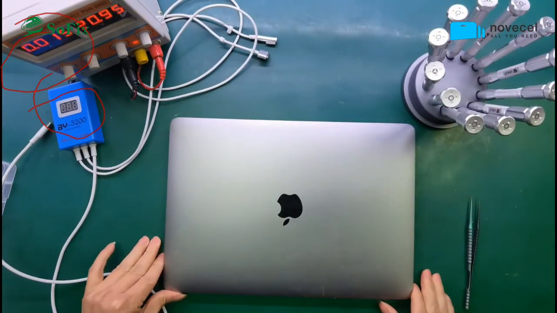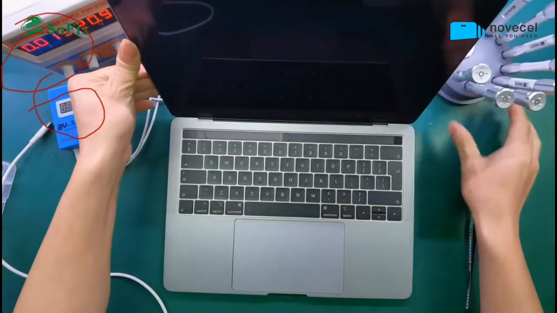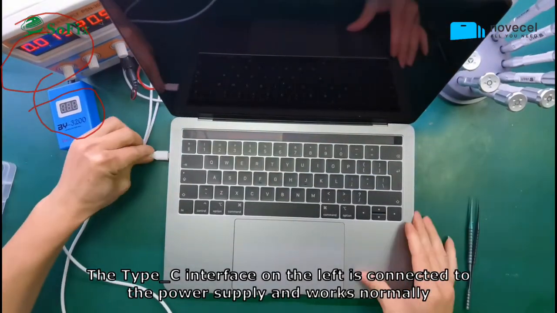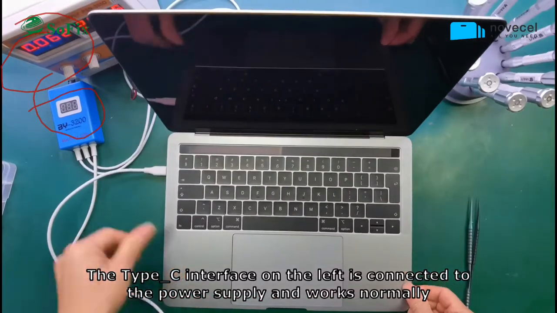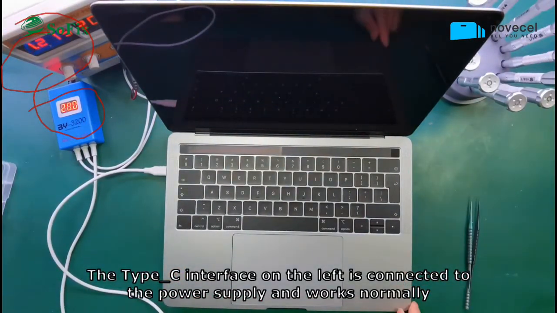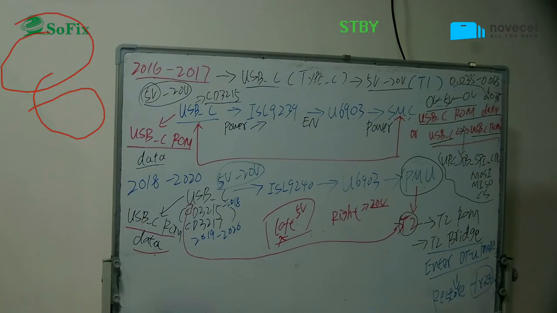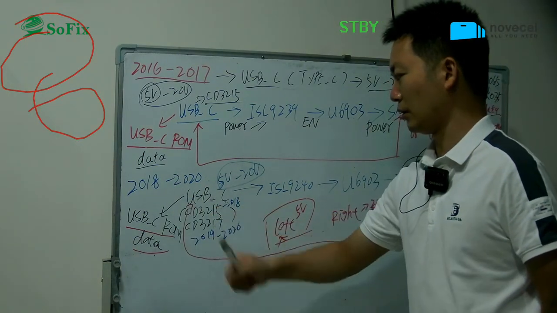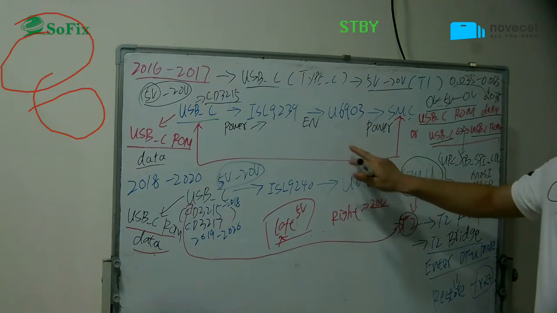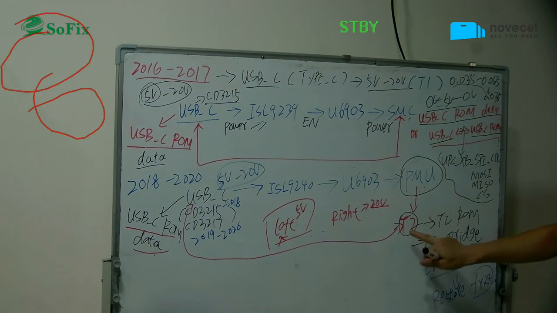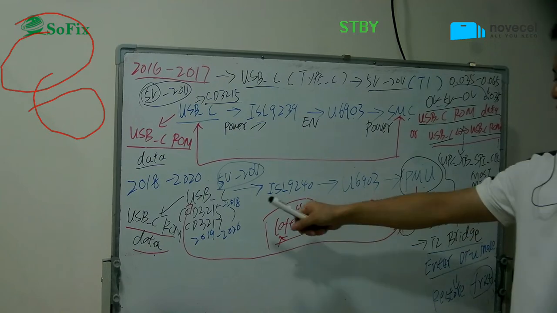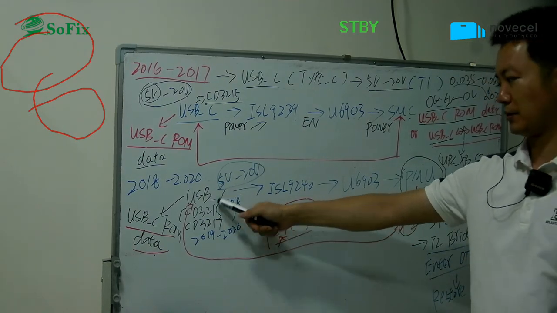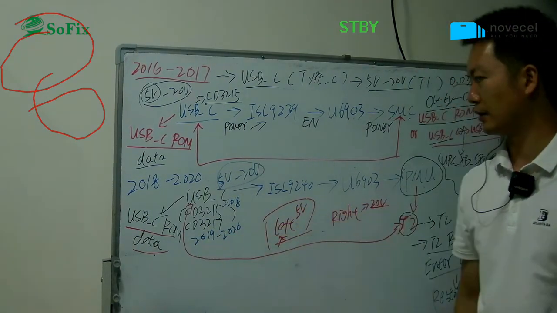So now I'll tell you the T2 mode, how to quickly find the problem about the USB-C. Okay, coming to the whiteboard. So now, you see, T2 mode. Before, I'll tell you the difference between PMU and T2. The USB-C ROM and the USB-C ROM data are the same.